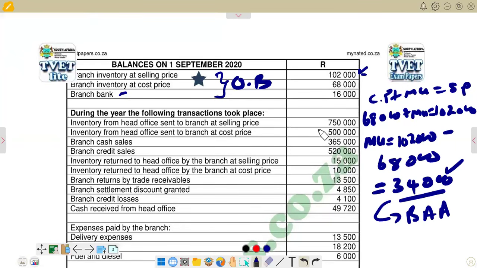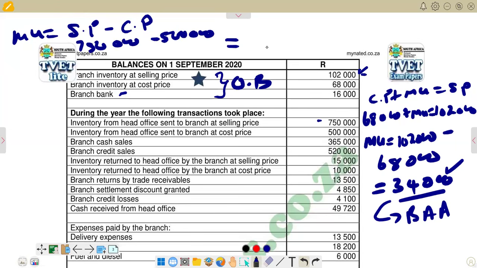So we go to the debit side and enter it. Remember, this is selling price. We said in the branch inventory account, we put them at selling price. So this selling price is what we are going to put on the debit side of the branch inventory account. And then we are also given that inventory from head office sent to branch at cost price is 500,000. So we can now calculate our markup. Remember, we said markup is equal to selling price minus cost price. So in this case, we have our selling price of 750,000. Then we subtract our 500,000 as our cost.